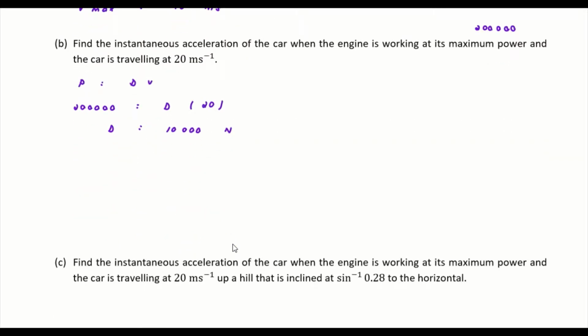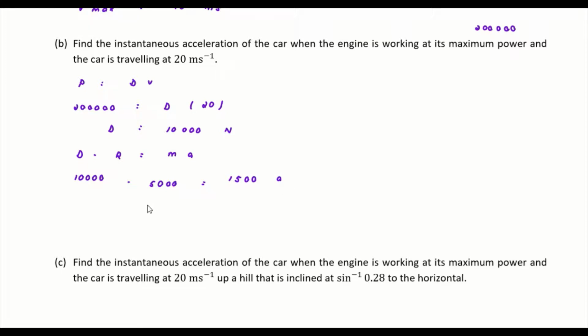Okay, so now by having the driving force, we can try to find out our net force, which is equal to ma. So the driving force minus the resistance will be equal to the mass multiplied by the acceleration. So 10,000 minus the resistance 5,000 given in the question, equals m, which is 1,500 kg, times acceleration.